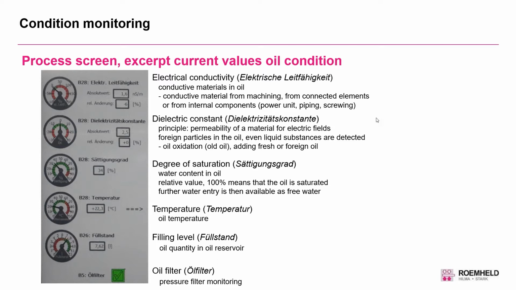Temperature is also very important, more or less all are important. So oil temperature is monitored over time. Here we see the current temperature, the temperature status. The filling level of the oil is also important, because in a system there is always a certain amount of oil which is leaking, and so the oil level will never be the same. So we keep this monitored.